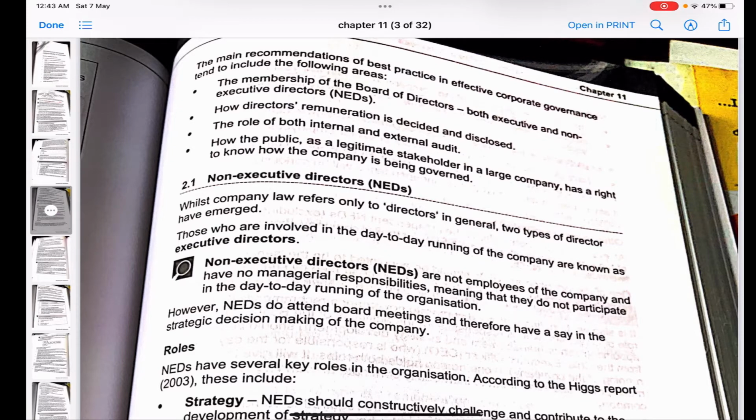Then, how the director's remuneration is decided and disclosed. So we need to look at that. The role of both internal and external audit. Audit means checking. We will come to that in the later sections. And the public needs to know how the company is being governed, how the company is following the policies and everything. So that's the thing.